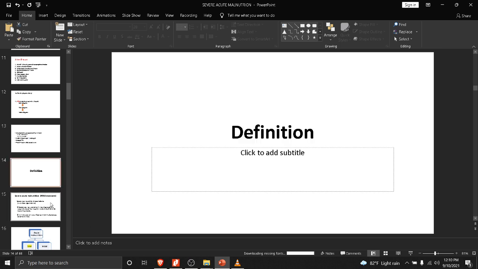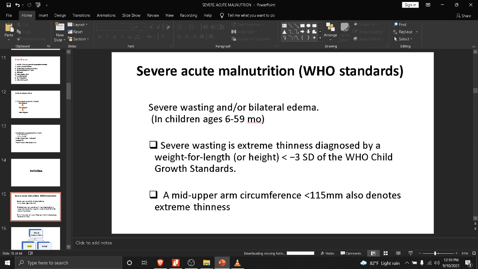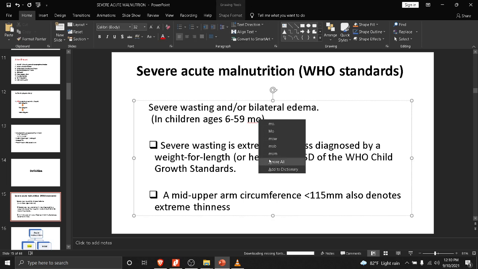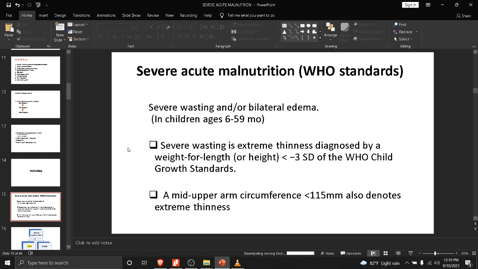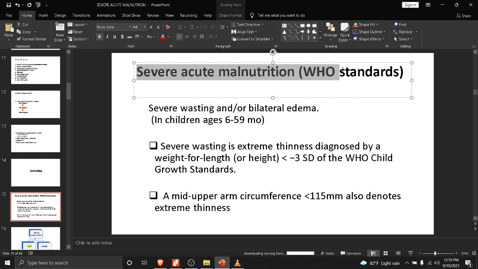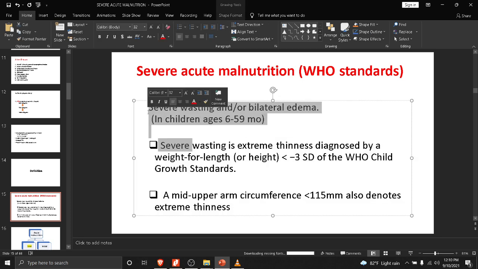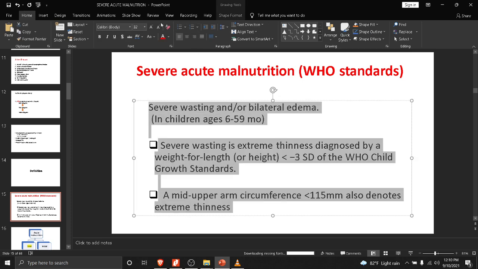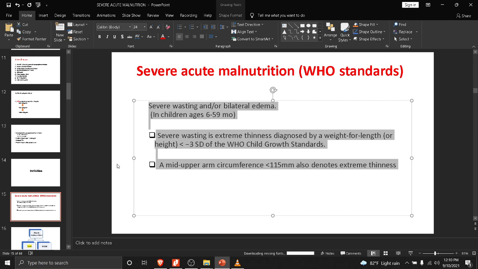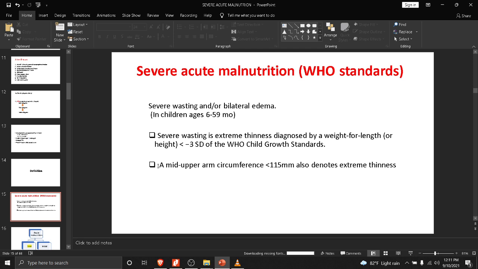So this is the definition. According to the WHO standards, severe wasting and/or bilateral edema, either of them, in children aged between 6 to 59 months, is defined as severe acute malnutrition. Severe wasting is defined as extreme thinness, diagnosed by weight for length in children below 2 years, where length is taken, and height above 2 years up to 5 years, below minus 3 of the WHO child growth standards.